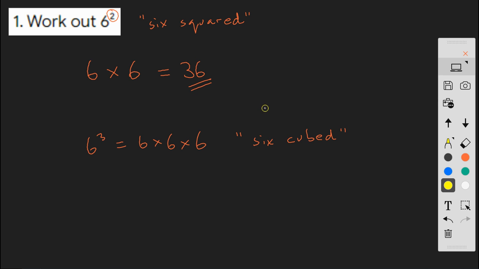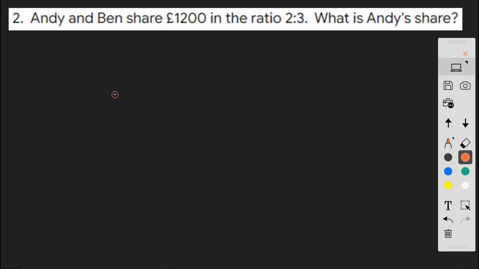Okay, if you need practice with your square numbers, then go on to Century and have a look at Nugget 12.01. Okay, so we have a ratio question for question 2, and I'm going to do a visual representation of my ratio. And if you ever have problems with ratio or fractions questions, then please draw yourself a picture and things will become an awful lot clearer.